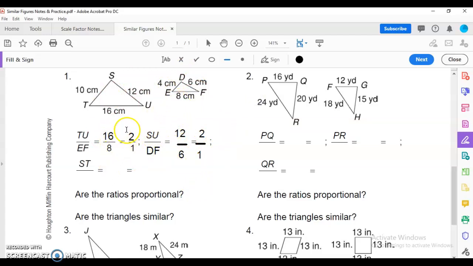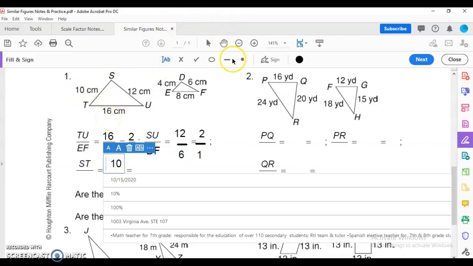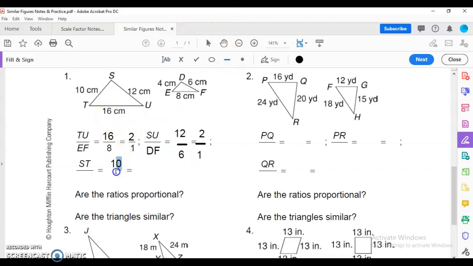Is 16 over 8 2 over 1? Yes. Is 12 over 6 2 over 1? Yes. Then I know that they are proportional. And then the last one here, I have ST. I know ST is 10. So here's my 10. Put my line in the middle.